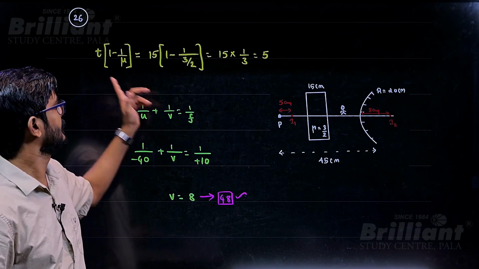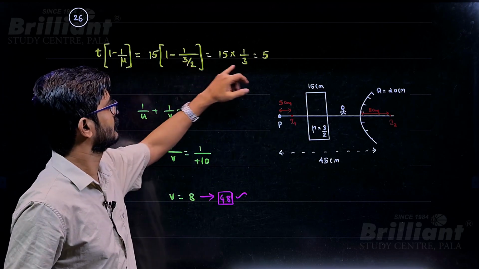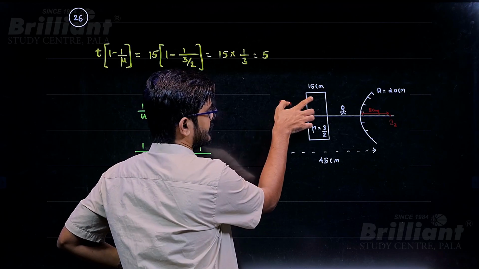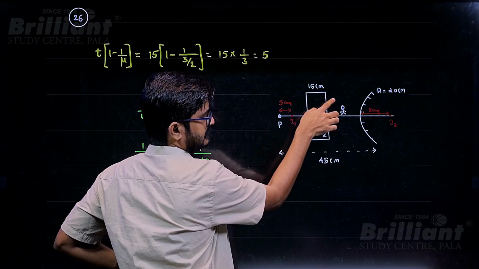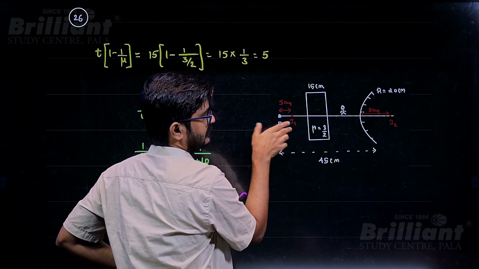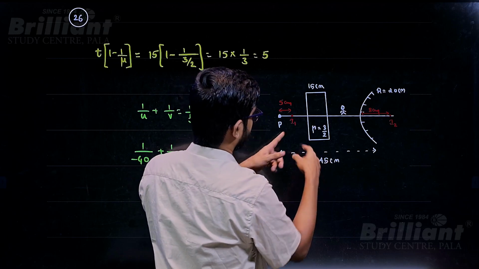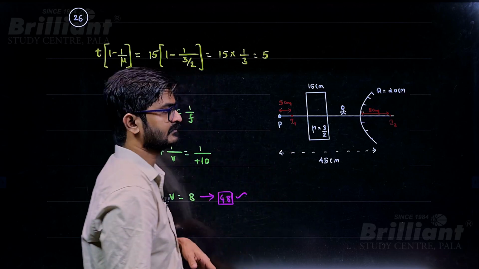So shift will be T into 1 minus 1 by mu. T value is given, mu value is given. When you substitute, you will be getting it as 5 cm. The meaning is, if the rays are coming from here, he will be feeling those rays are coming from here. That is the first image, right? Which is 5 cm from here. Shift will be towards the slab. So yes, he will be feeling one image is here, which is 5 cm from the actual point.